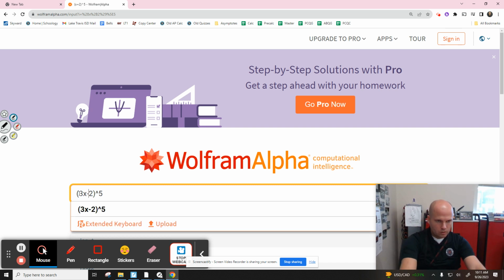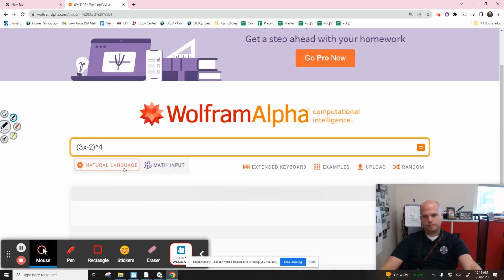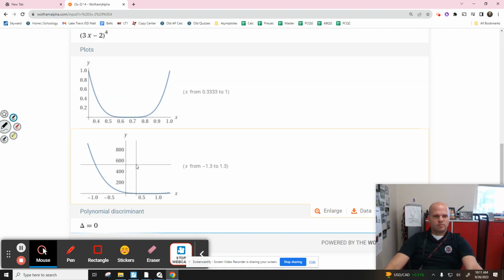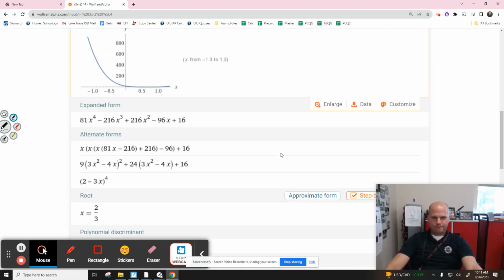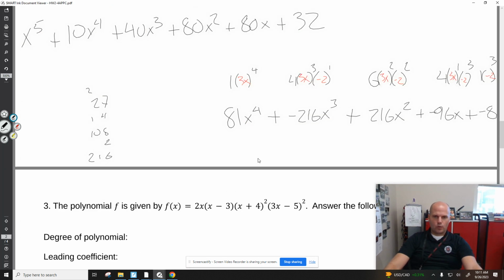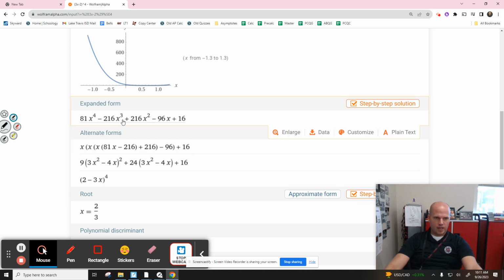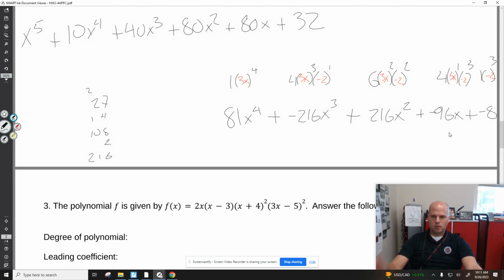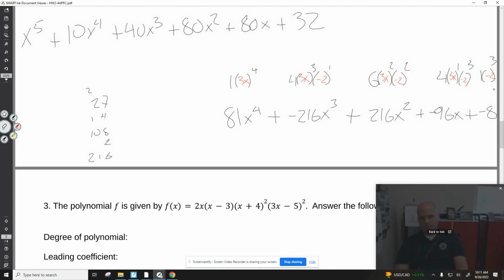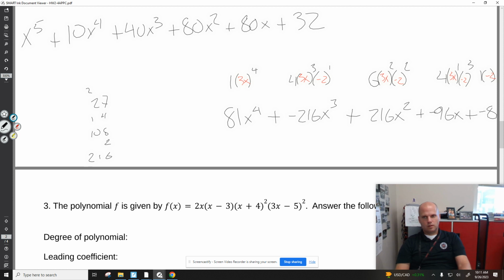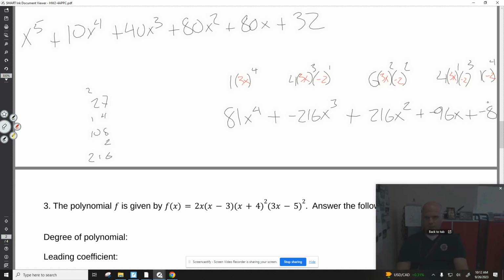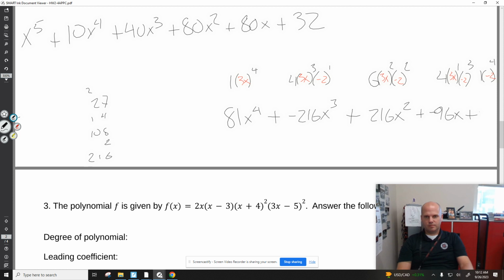Without using brute force, let's see if I got it right. 81x to the fourth minus 216x cubed plus 216x squared minus 96x plus 2, 4. Oh, I forgot this is a 4. 2, 4, 8, 16. Whoops, and it's a positive 16. Signs alternate. All right.